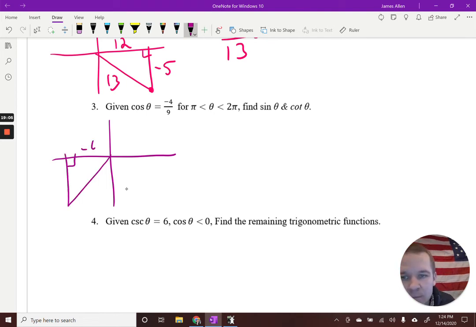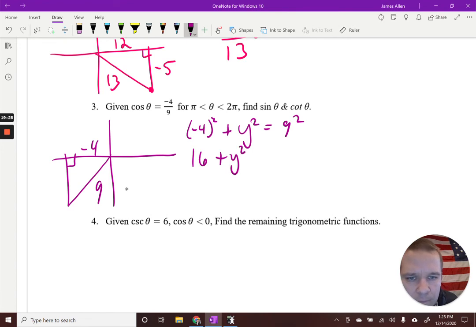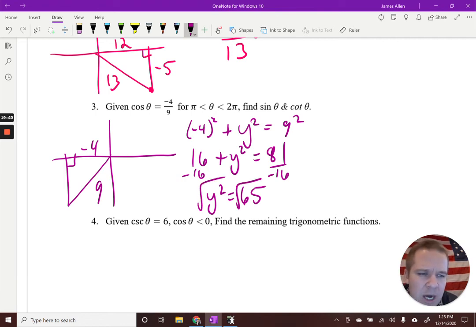It is adjacent over hypotenuse. I don't know my third side. I've got to do the Pythagorean theorem. Like I'm upset about that. I love the Pythagorean theorem. So I've got negative 4 squared plus something squared. Since it's going to be my y, I'll call it y squared equals 9 squared. Right, because that's going to be my up and down component here. So I've got 16 plus y squared equals 81. Subtract 16, y squared equals 65. If I take the square root on both sides, that's going to be like 5 and 13.